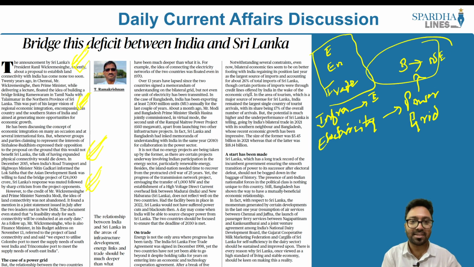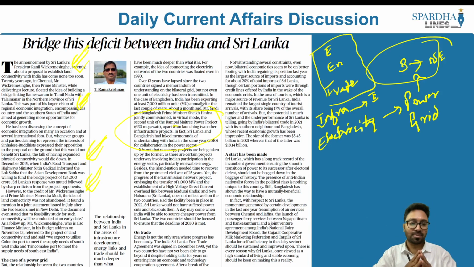So the author takes a couple of examples. Mr. Modi and Bangladesh Prime Minister Sheikh Hasina jointly commissioned in virtual mode the second unit of the Rampal Maitri power project. There can be a question in prelims: this Rampal Maitri power project is between which two countries? Is it between India and Nepal, India and Bangladesh, India and Myanmar, India and Sri Lanka? So remember, the Rampal Maitri power project is between India and Bangladesh. What did they do? They launched this power project, and ultimately it is providing power to both India as well as Bangladesh.